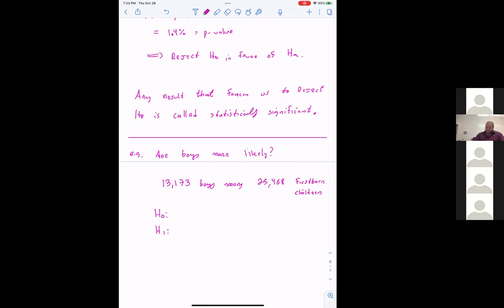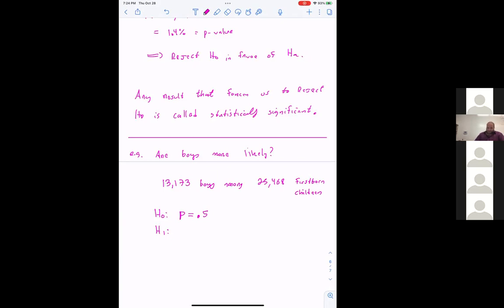I think the null would be 0.5. What is 0.5? The percentage that boys are as likely to be born as girls. So how do I label that 0.5? I want a symbol for it. Oh, it's P. It's the true underlying percentage for this population.